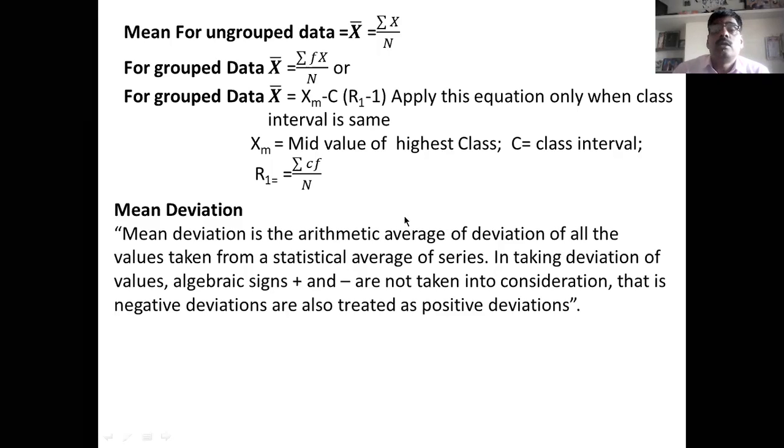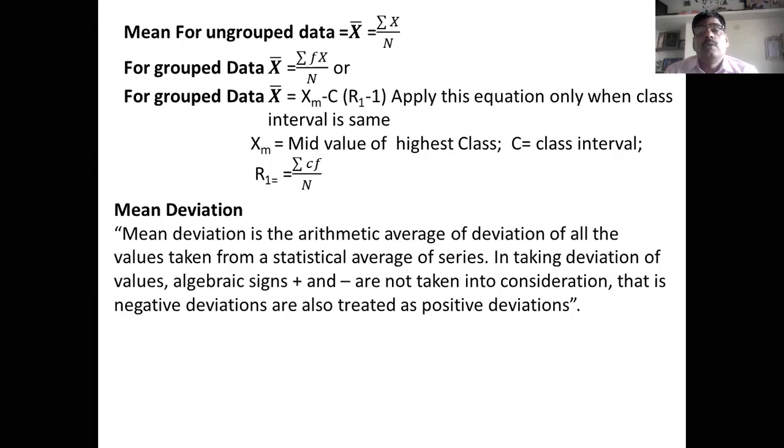Okay. Next is mean deviation. What is mean deviation? Mean deviation is the arithmetic average of deviations of all the values taken from the statistical average of the series. Mean deviation is the deviation calculated based on the average. Average may be arithmetic average or geometric average or the harmonic mean. But in our calculation, we consider only three: mean, median, mode.